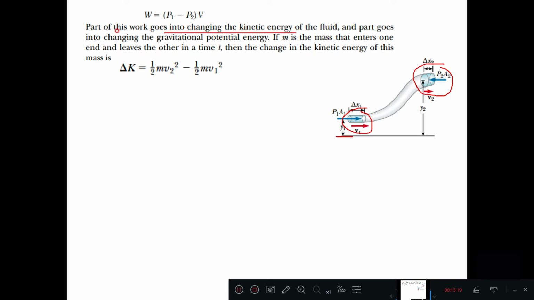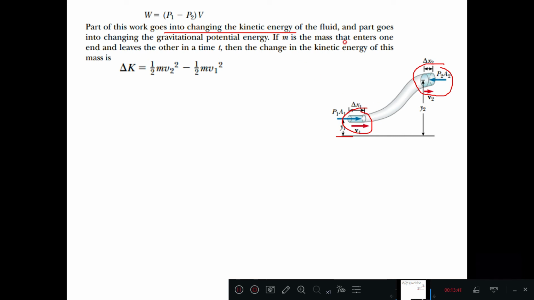Means part of this work goes into changing. Here you are applying a force, and here the fluid has a very high velocity, so the kinetic energy is more here compared to the potential energy, and this part of the kinetic energy goes on changing the gravitational potential energy. Here the potential energy will be increasing, and the kinetic energy decreases.